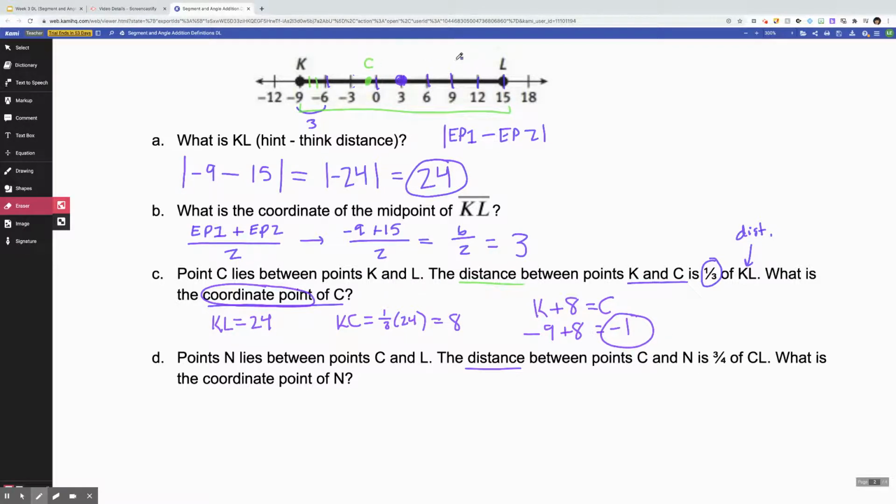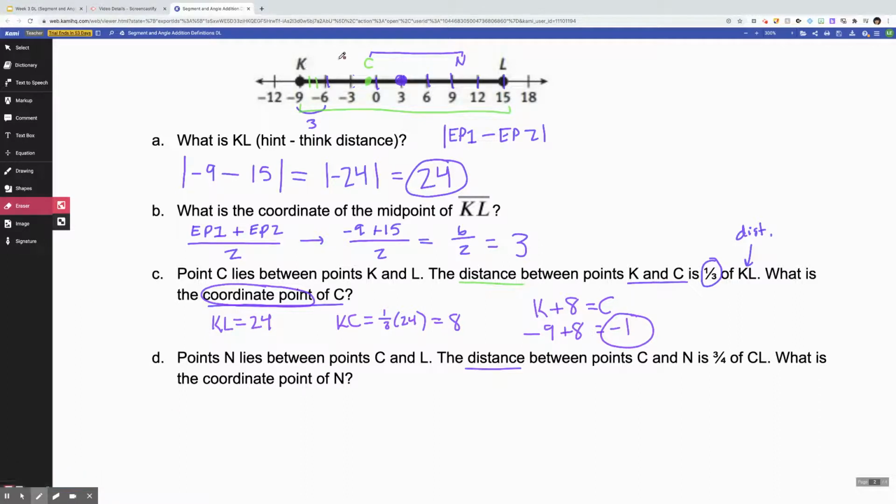So N is probably going to be up here somewhere, right? Because I want this distance to be 3/4 of the whole distance from C to L. So I'm going to do the same thing that I just did, okay? But I need to know the distance between C and L first, right? Well, if this distance, let me change this here.